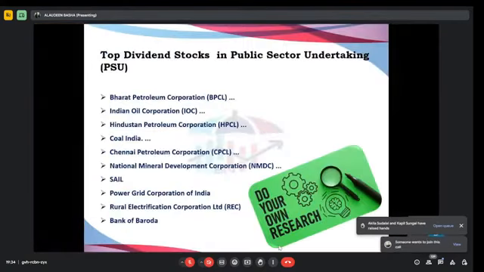Okay, so just note it down. These are the top 10 dividend stocks in the public sector. Maybe I missed some stocks, but up to my knowledge, I can select these 10 stocks. I am repeating once again, I am not recommending these stocks, and at the same time, I am not saying to skip these stocks. Do your own research before investing in these kinds of stocks.